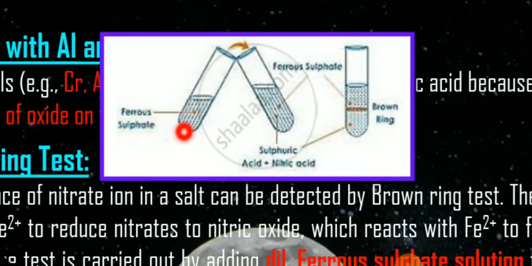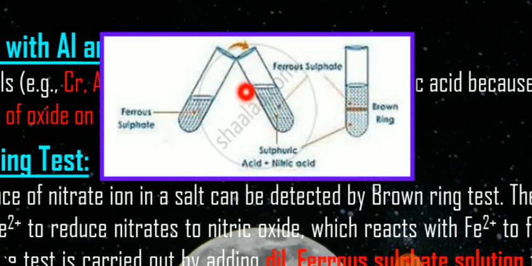Ferrous sulfate. In this test tube, our salt solution is there plus concentrated sulfuric acid. We have cooled the test tube. To that test tube, freshly prepared FeSO4 is added slowly along the wall of the test tube. So along the wall of this test tube, ferrous sulfate should be added slowly, and you should not shake the test tube.